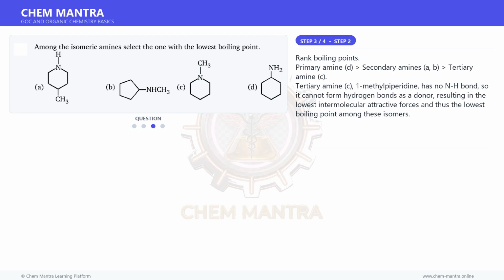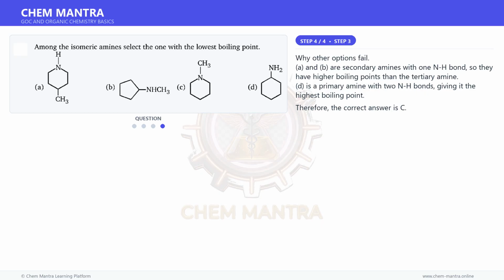Moving on to the next step. Rank boiling points. Primary amine, D. Secondary amines, A, B. Tertiary amine, C. 1-methylpiperidine has no NH bond, so it cannot form hydrogen bonds as a donor, resulting in the lowest intermolecular attractive forces and thus the lowest boiling point among these isomers.